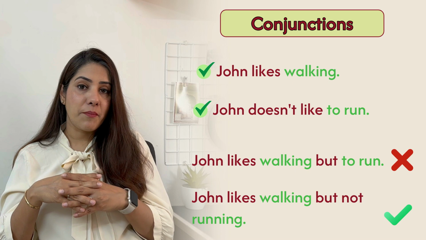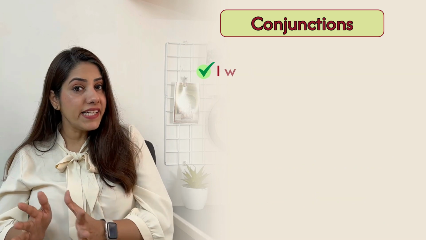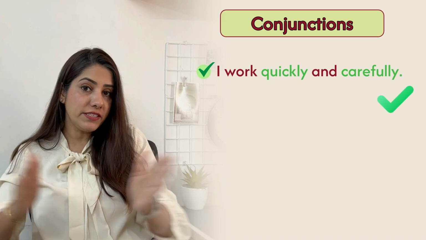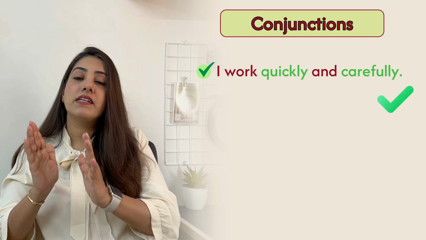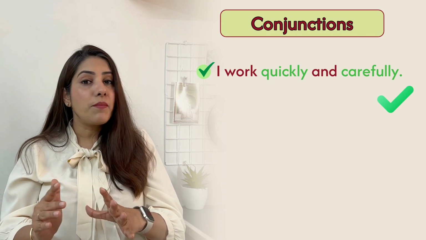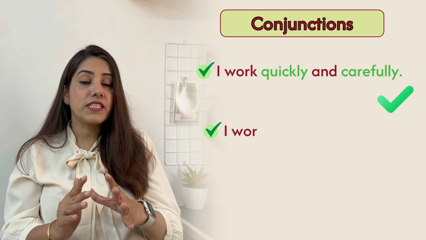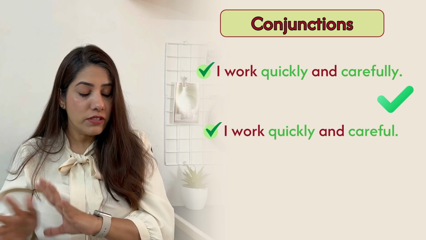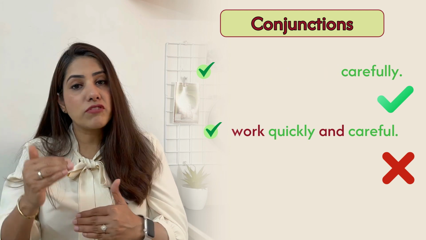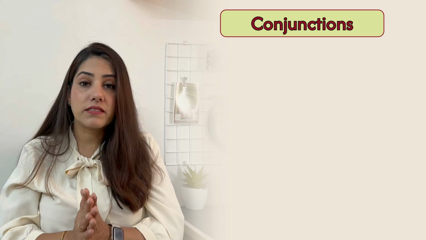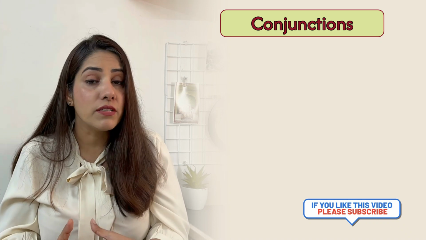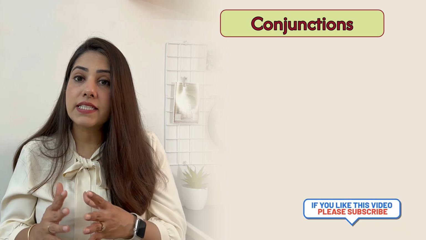Let's take another example. If I say I work quickly and carefully, it is correct because if we divide it into two sentences, we get I work quickly, I work carefully. But I cannot combine the two sentences if I say I work quickly and careful. No, it doesn't make sense. So we have to make sure that the grammatical structure of the sentences that we are joining together using the conjunctions is the same.